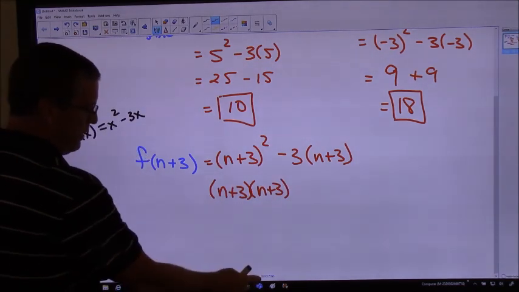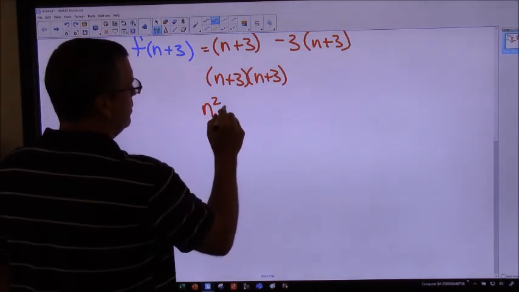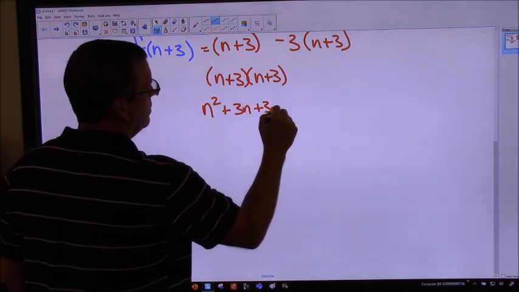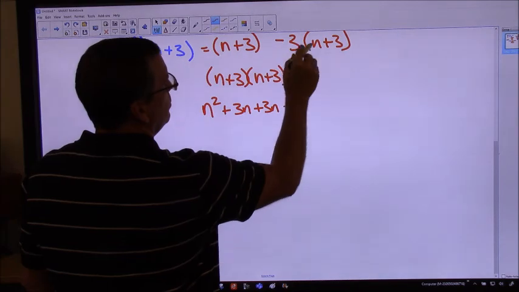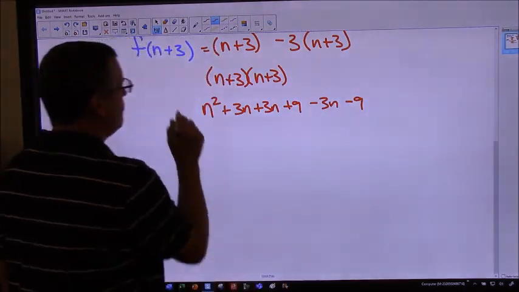And when you multiply that, you got to FOIL the whole thing. So I'm going to get n squared plus 3n plus another 3n plus 9. And then up here, when I distribute that negative 3, I get negative 3n minus 9.